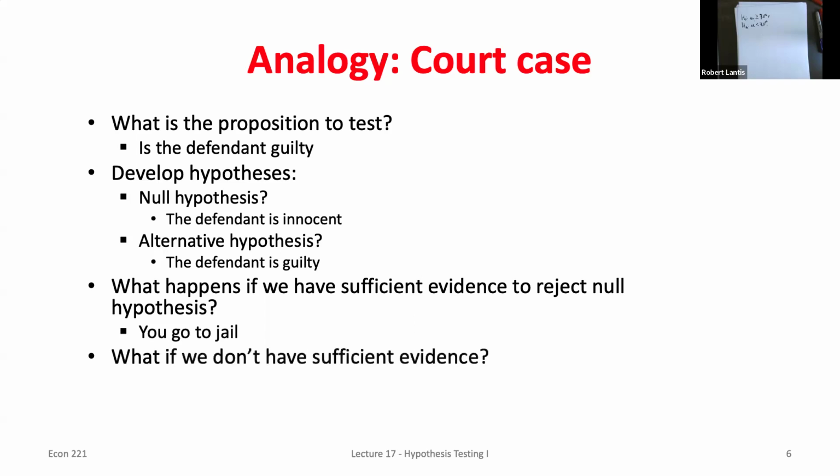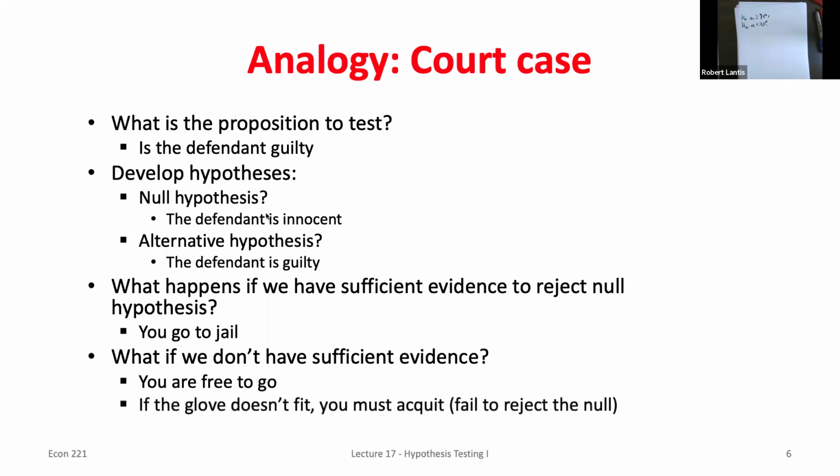What if you don't have sufficient evidence? So maybe there's no DNA evidence, but they don't have an alibi. They did have a grudge against the person that was murdered. So we have some evidence that would go against the defendant being innocent, but it's not enough. Well, then we can't reject the null. We can't reject that the person is innocent and they're free to go. So that's the court case analogy. If the glove doesn't fit, you must acquit, or must fail to reject the null.